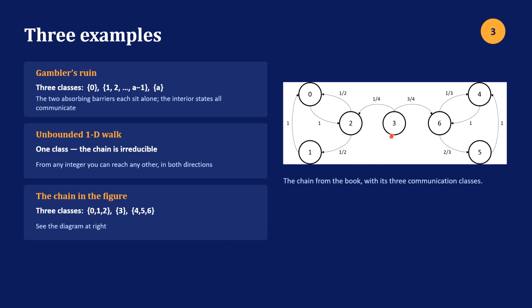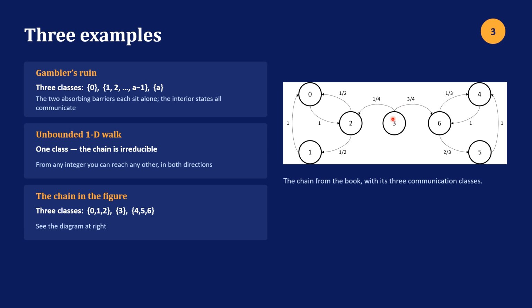And then 3, you notice if you start in 3, you're okay in the sense of being in state 3. But once you're there, you either go out to 2 with probability 1/4, or to 6 with probability 3/4. So in the next transition, you have to leave.